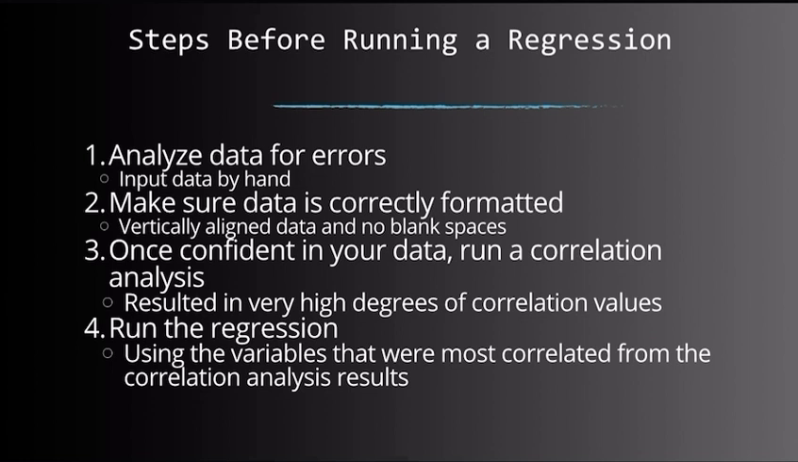The fourth step is to finally run the regression. For our data, we use the variables that were most highly correlated with one another as our independent variables to run our regression.